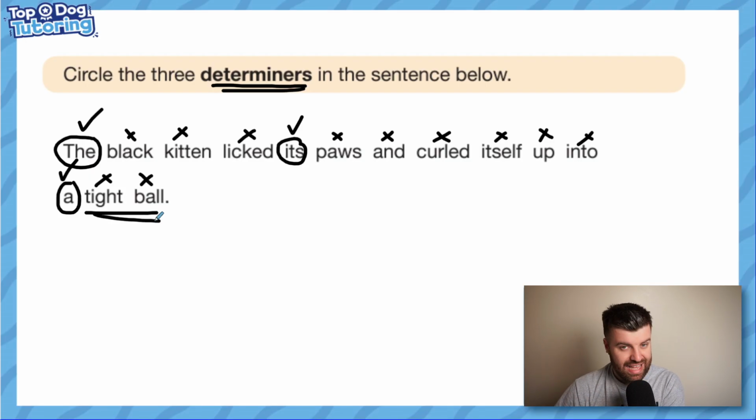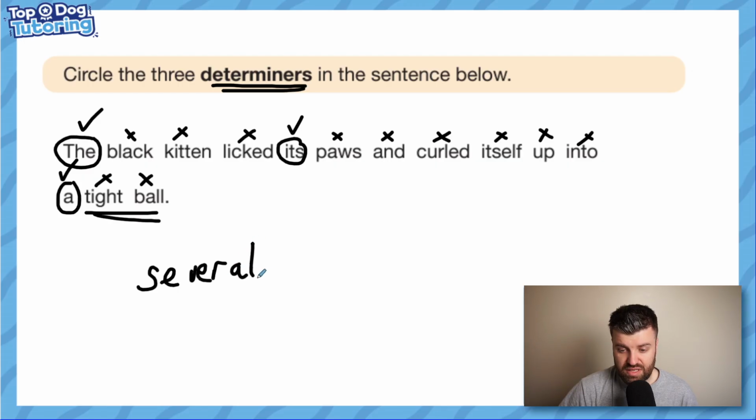A, the, its in this case. Something people tend to forget, the word several could be a determiner because it's determining how many. Even the word 6, any number at all. If you say, I have 7 cats, 7 would be a determiner because it's before the word cats and it's determining how many. So determiners determine how many or what exact noun you are looking for.